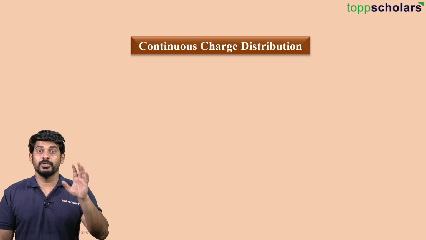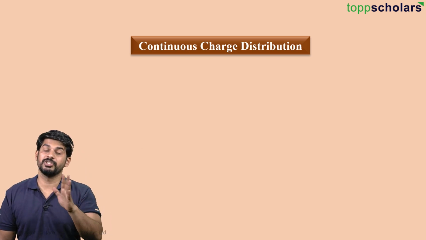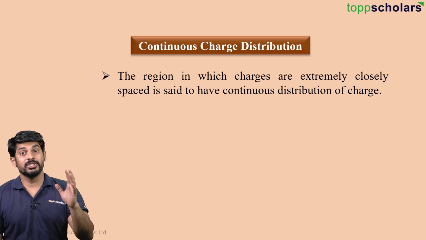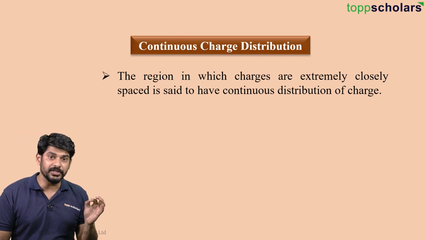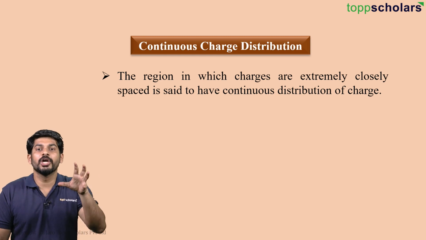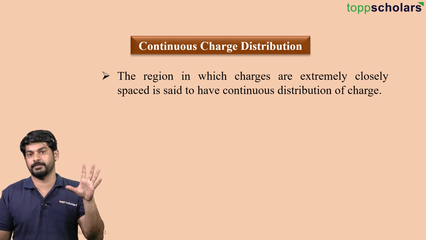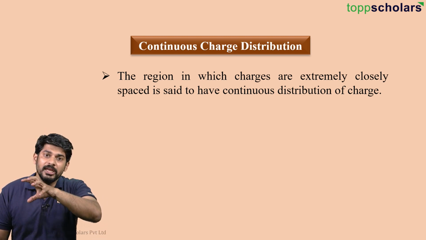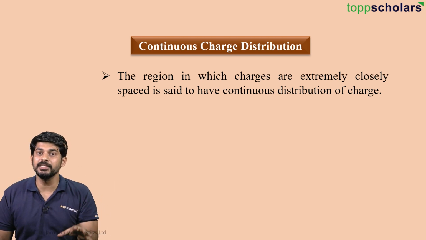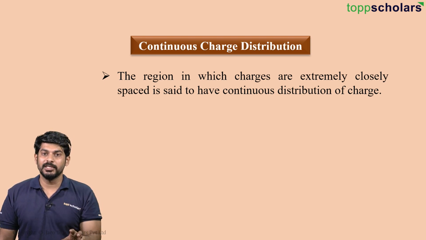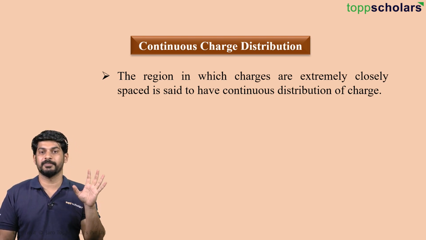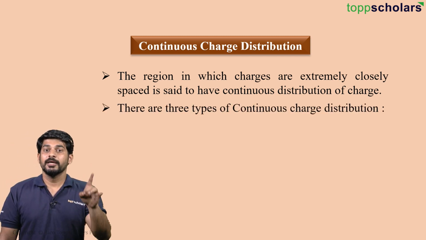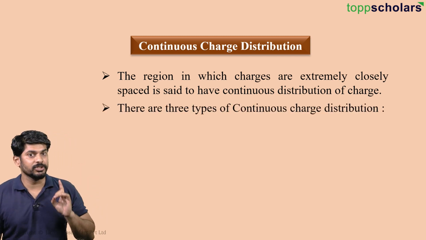Now let's talk about the continuous charge distribution. The region in which charges are extremely closely spaced is said to have continuous distribution of charge. So if charges are very close to each other and they are very large in number, in that case we say that the charge is continuously distributed. So this is continuous distribution of charge. There are three types of continuous charge distributions.